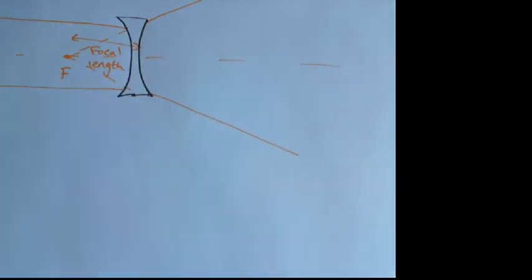Okay, so they're the two different types of lens. You need to know which one's converging, which one's diverging. You need to know what focal length is. You need to know what the principal focus is. That's the focus point. It's known as the principal focus.